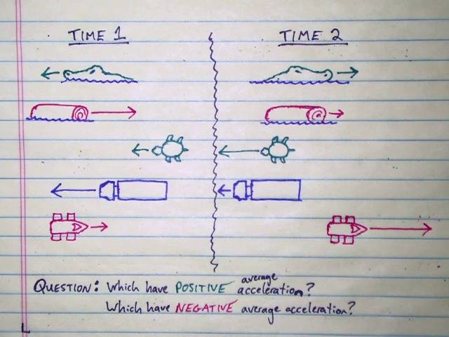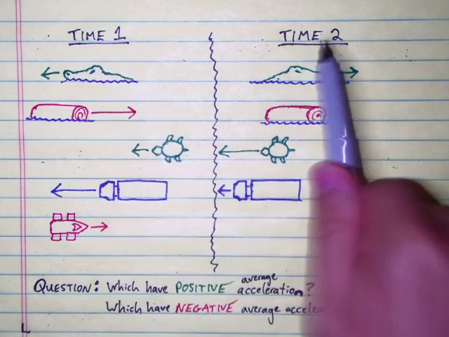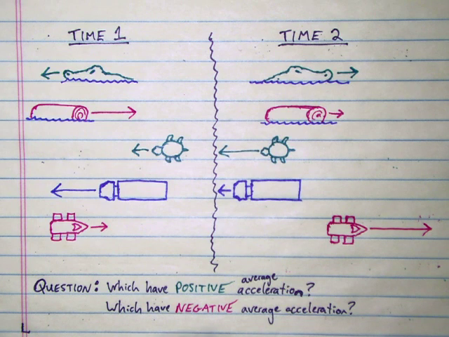What I want you to do is tell me which of these 5 objects has a positive average acceleration from time 1 to time 2, and which of these 5 objects has a negative average acceleration from time 1 to time 2. Pause the video, think about that one for a moment. Got the result?